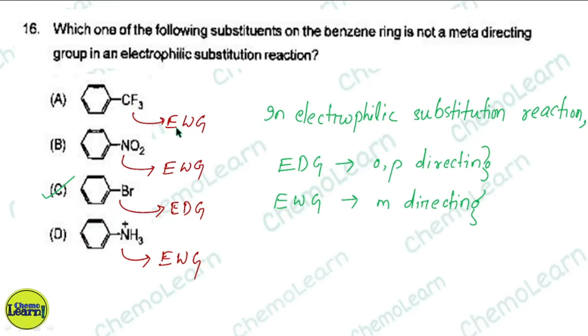So, CF3 is an electron withdrawing group. This is also an electron withdrawing group. This is also ortho and para directing, but bromine is an electron donating group because it has lone pairs of electrons. So, it will be ortho and para directing. It is not meta directing.